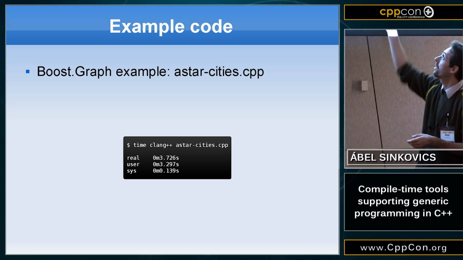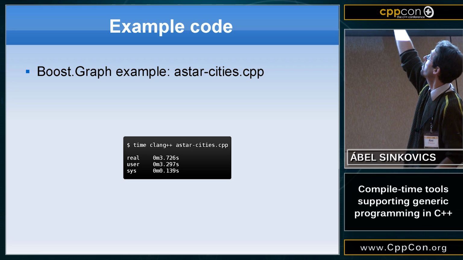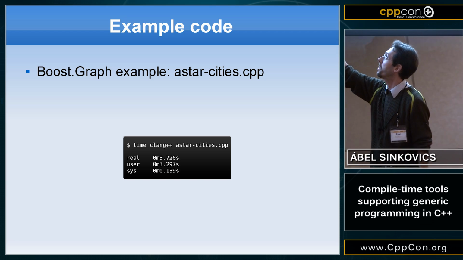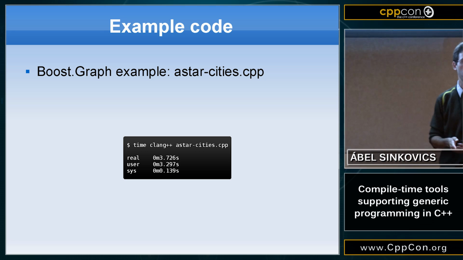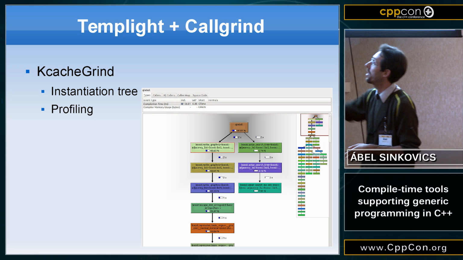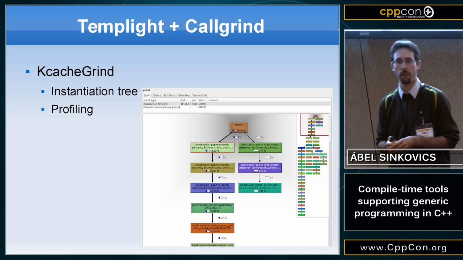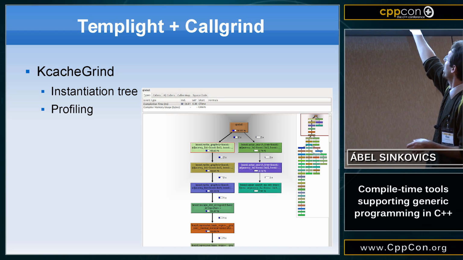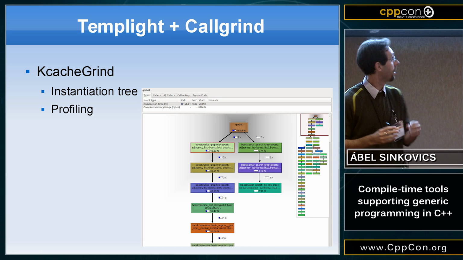I will be using a Boost Graph example for this. In the Boost Graph examples, there is one called astar-cities. If you try to compile it with Clang, you can see that it takes more than 3 seconds, at least on my laptop. But if you use Templight and you build the callgrind output, then you can open it in KCachegrind and you can get a graph view. And this is basically the template instantiation graph.